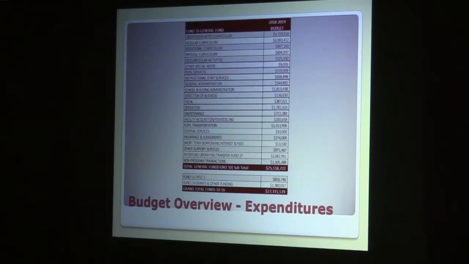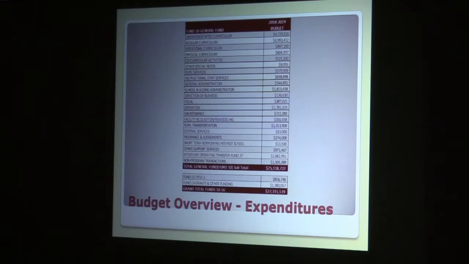Under undifferentiated curriculum, we've got a part-time STEAM coordinator that we've added this year. Under regular curriculum, we've added a math teacher at the middle school. Under the vocational area, we've added a full-time family and consumer ed teacher that is split between the high school and the middle school. Under Phy Ed, this year's budget, we're down one FTE in Phy Ed.